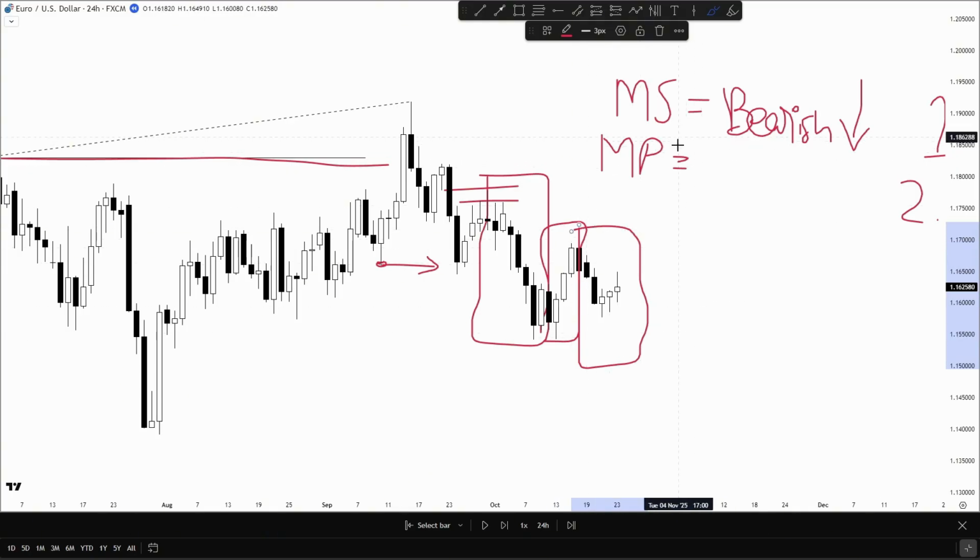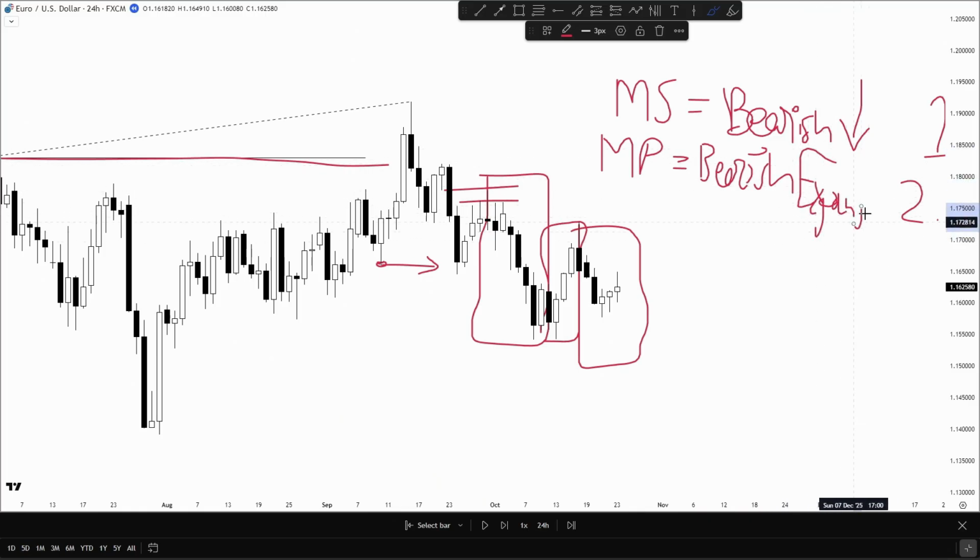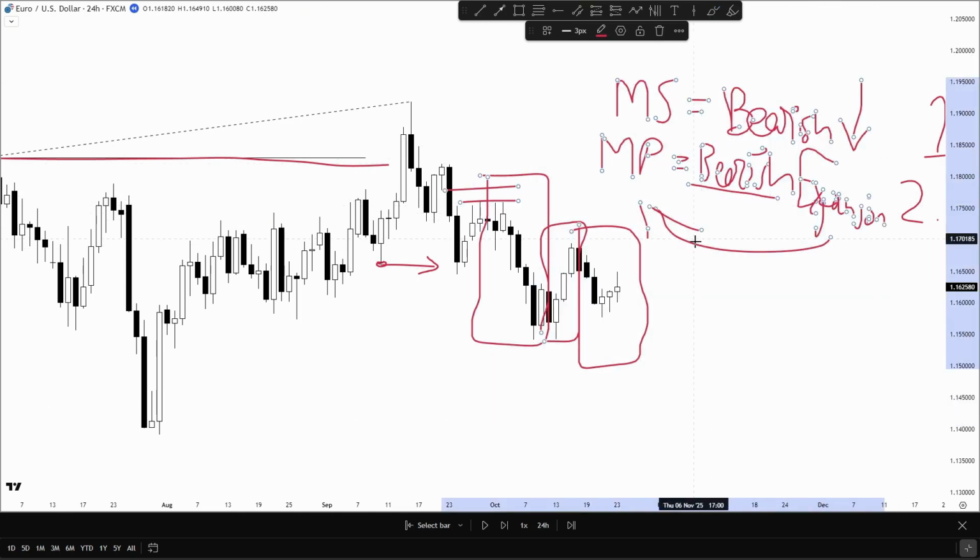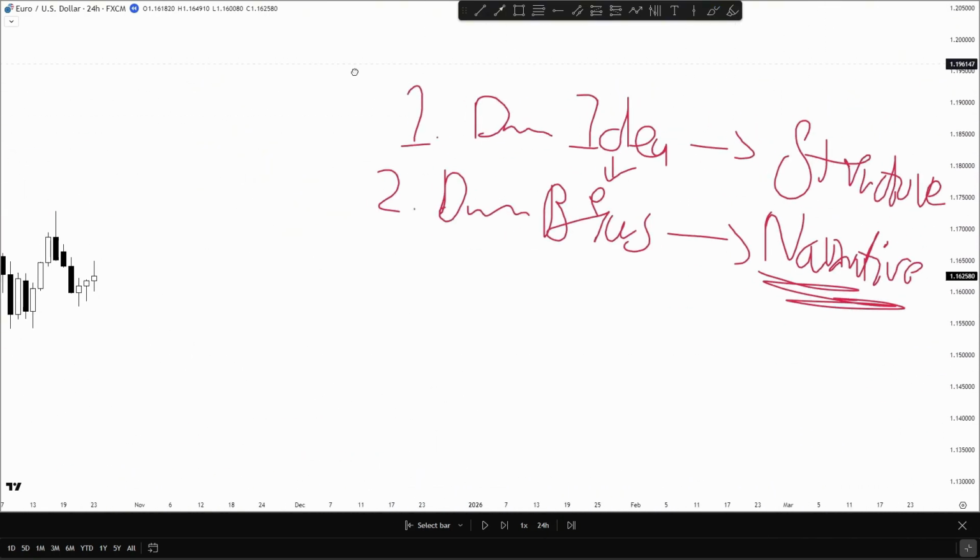So based on market profiles, we've refined this idea down to this conclusion that the market is going to have a bearish expansion. The market is going to have what? It's going to have a bearish expansion. We determined this element based on market structure, and we determined that it's going to have an expansion based on market profiles. Okay, so now let me just quickly summarize this.